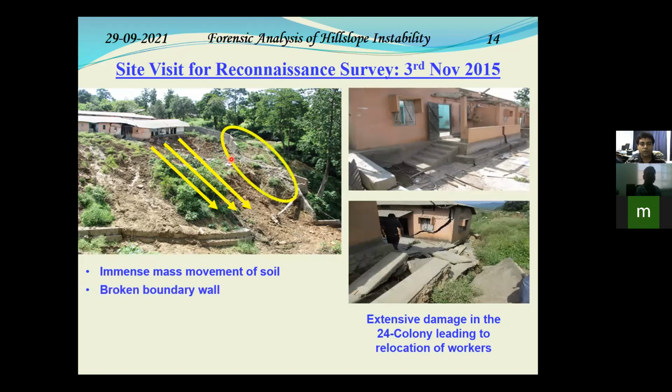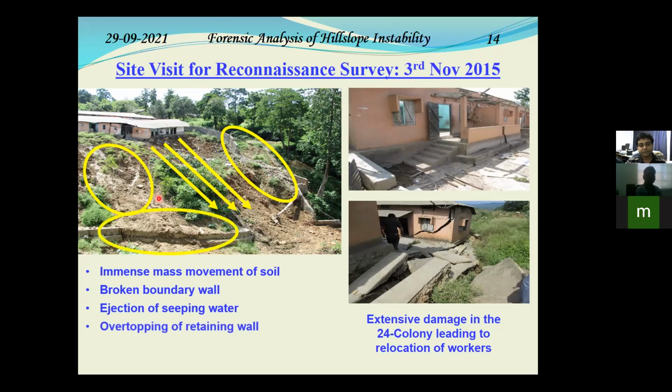You could see that broken boundary wall, which I was showing in one of the previous slides. You can see that the wall has been snapped off. A portion of the wall actually crumbled down with the moving soil mass. In many places we could see seepage water ejecting out, not only as a muddy flow, but sometimes small springs, water gushing out as well.